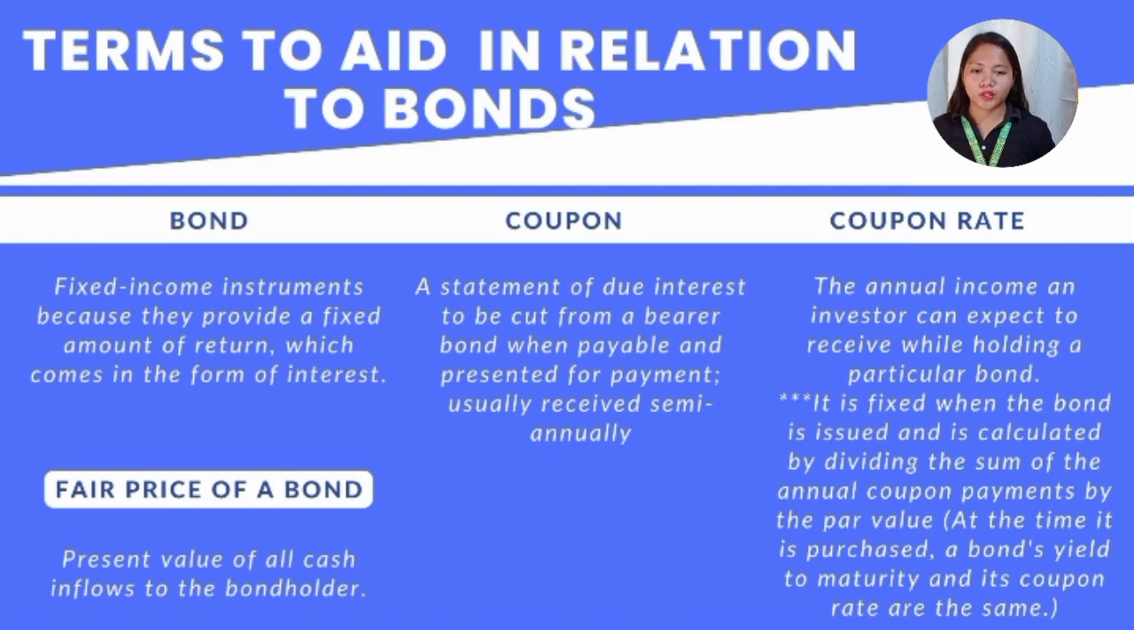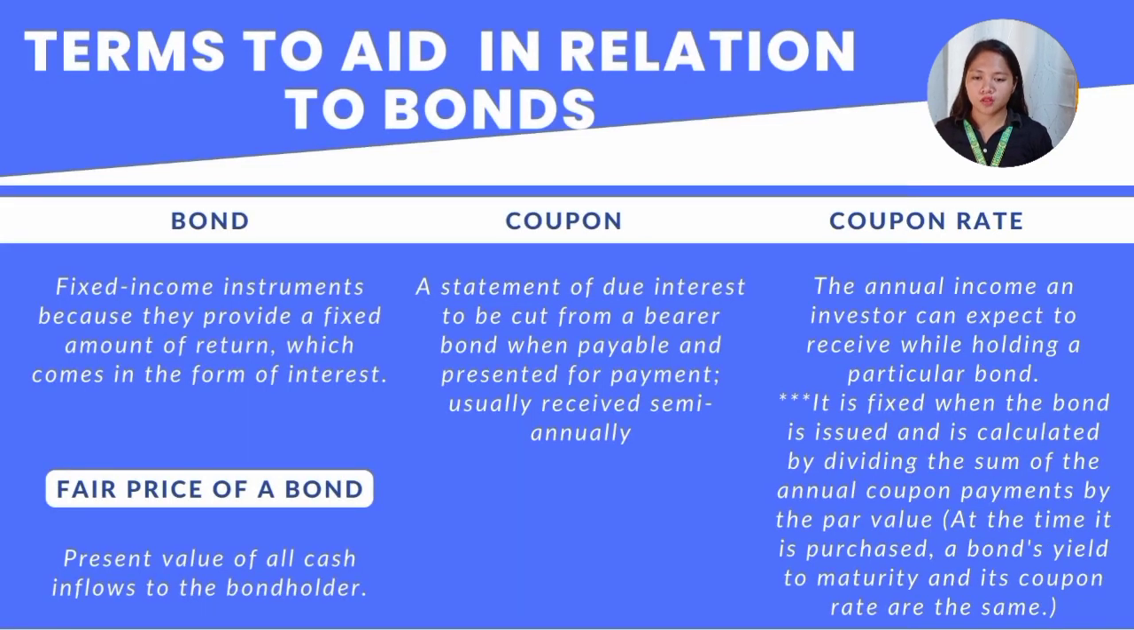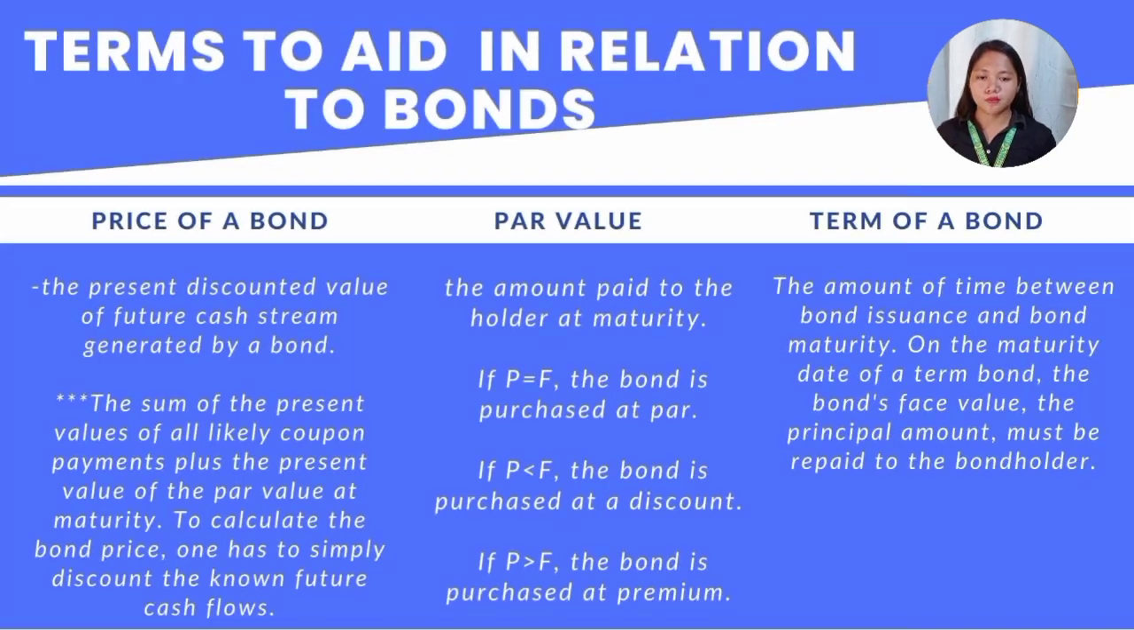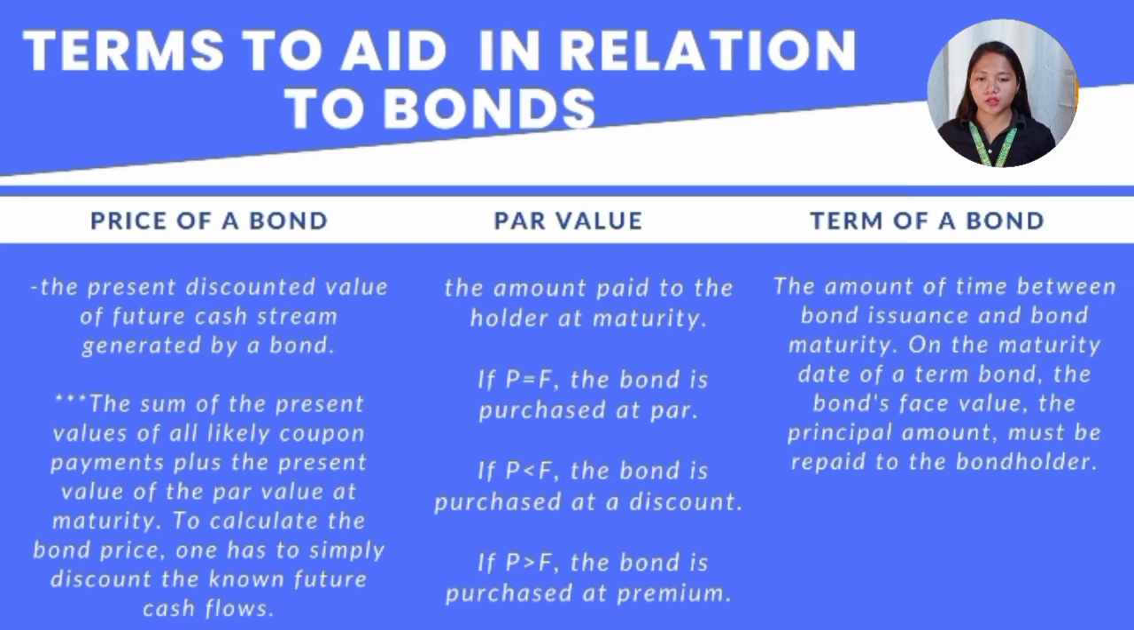It is fixed when the bond is issued and is calculated by dividing the sum of the annual coupon payments by the par value. At the time it is purchased, a bond's yield to maturity and its coupon rate are the same. Price of a bond. The present discounted value of the future cash stream generated by a bond. The sum of the present value of all likely coupon payments plus the present value of the par value at maturity. To calculate the bond price, one has to simply discount the known future cash flows.